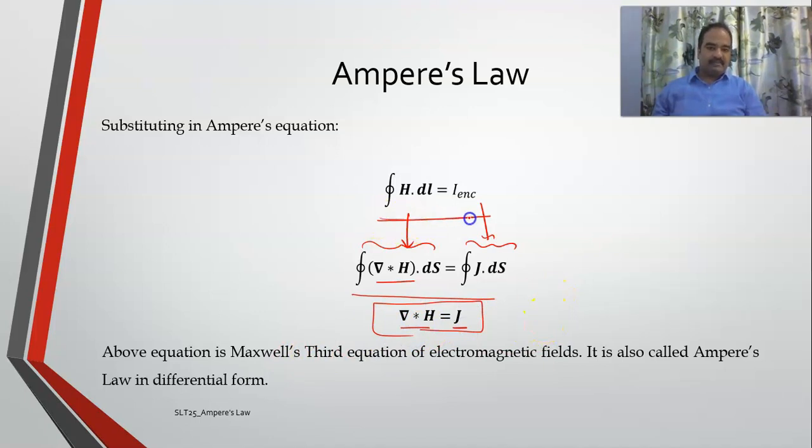The same, this is Ampere's law in integral format. This is Ampere's law in differential format. And this is also termed Maxwell's third equation for electromagnetic fields. Try to remember, this is Maxwell's third equation. We have got two equations in electric fields. Now this is the third equation, which is coming from magnetic fields.